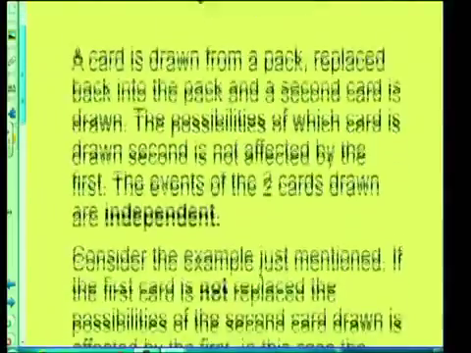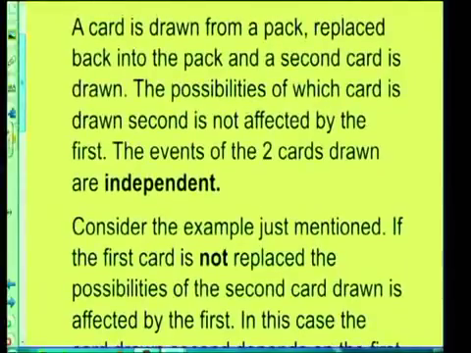Now, for example, here it says a card is drawn from a pack, replaced back into the pack, and a second card is drawn. Now, if you think about that, if I'm going to pull a card out, put it back, has anything changed? Is my cards the same as they were to start? And hopefully you all realize that, yes, of course it is. If I'm putting it back, nothing changes.